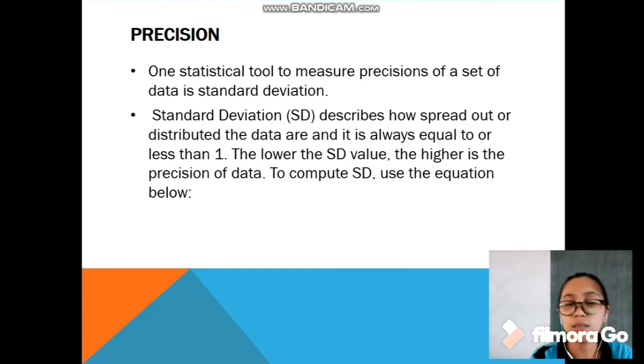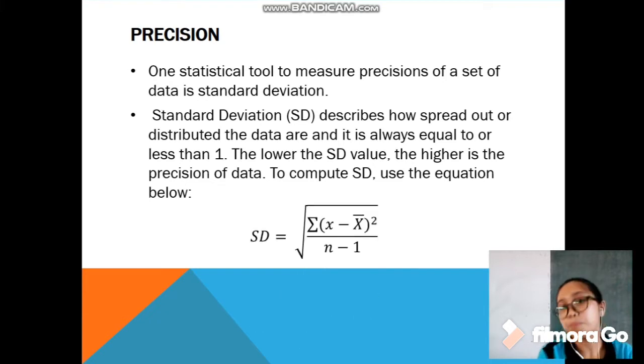Lagyo. So this is the equation for the SD: the square root of the summation of each data minus the mean, squared, all over the number of the data involved minus 1. Okay? That is how you're going to calculate the SD.